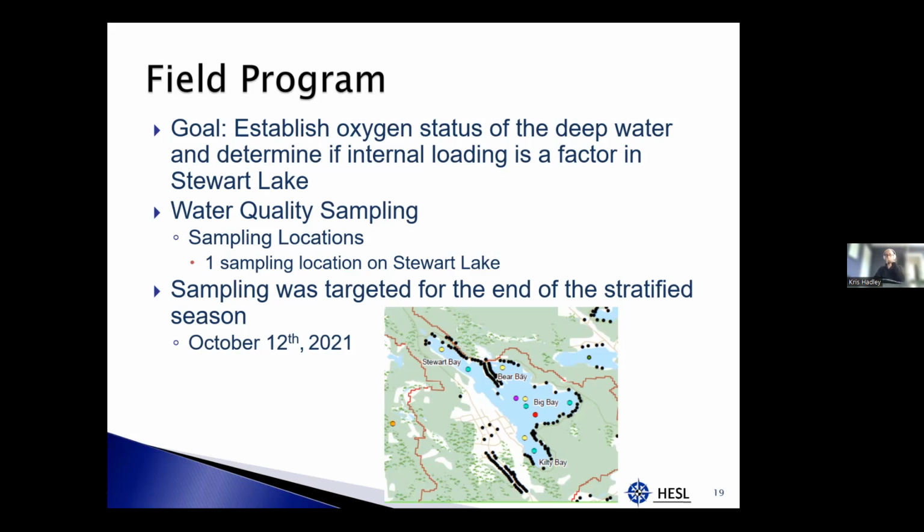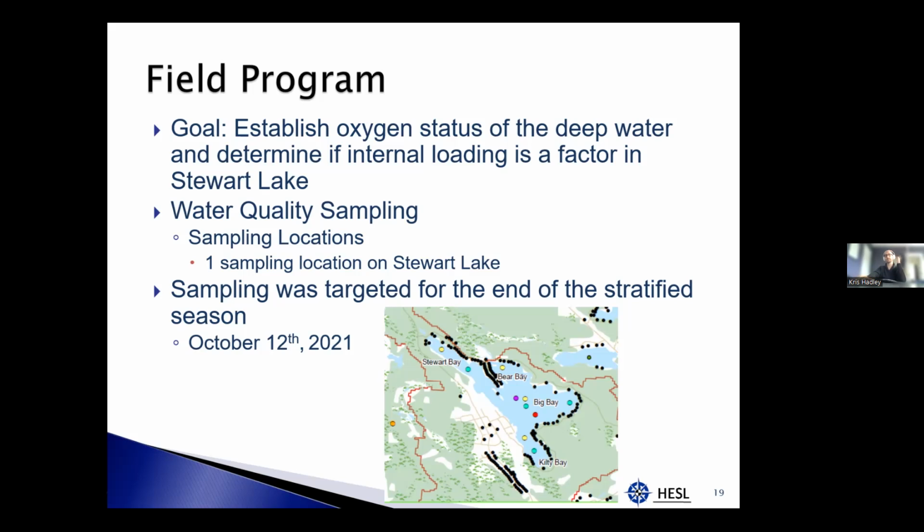So I say one sample location here. We did one sample location in the deep water in the fall program. We did do additional sampling when there was actually an active bloom on the lake in 2021 as well. But the fall sampling was in October. We wanted to target the end of the stratified season.